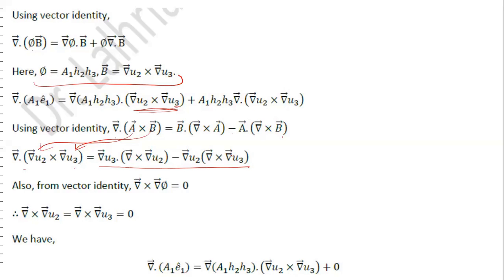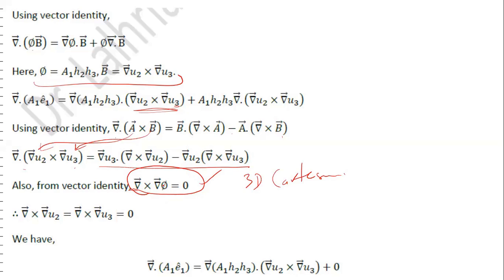u2 and u3 are scalar quantities. So from vector identity, curl of the gradient of any scalar quantity is always 0. This we have seen in the 3D Cartesian system. I don't know whether I have done the proof or not, but I think the mathematical steps are there in the notes provided to you, or otherwise you work it out, all these vector identities.